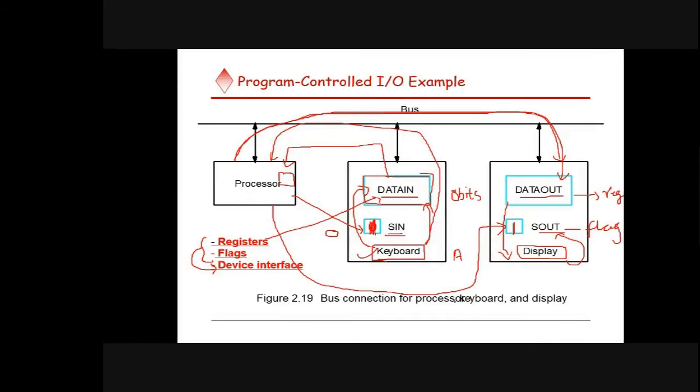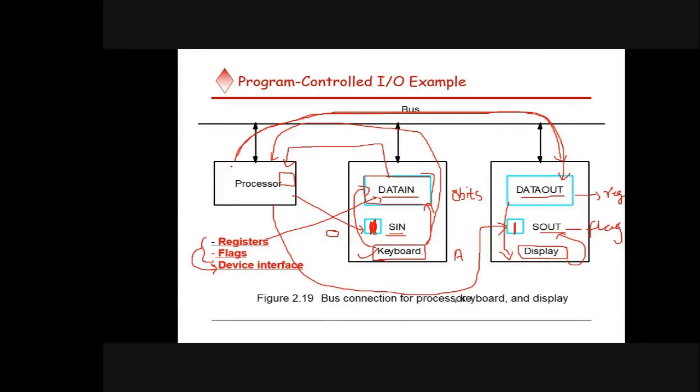In the second case, when the display device is ready for displaying the content, the S out flag will be set to 1. The processor checks the status of the S out flag. If S out is 1, the device is ready for displaying, so the data the processor wants to display is taken from the processor and stored in the data out register. This is the complete working of program controlled IO.